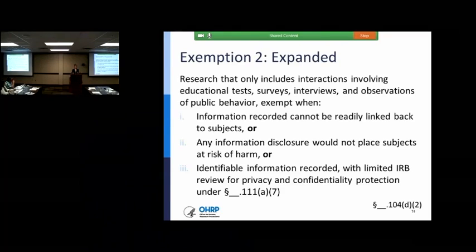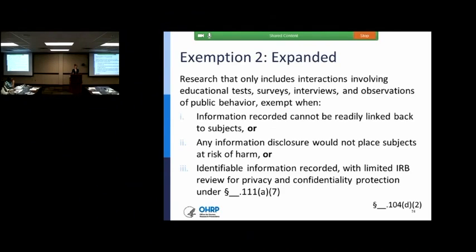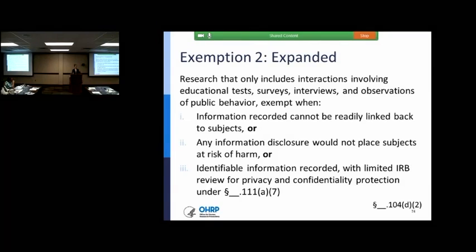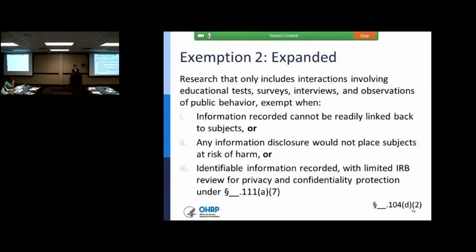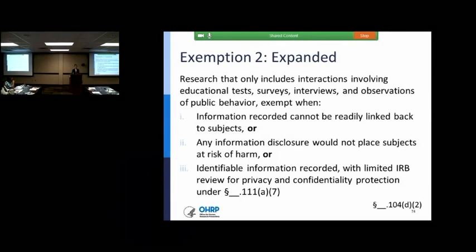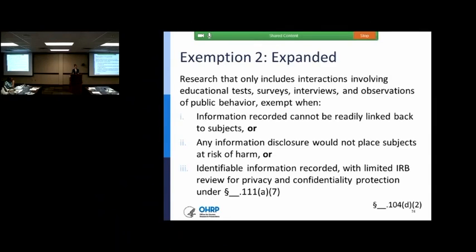But also, if you have identifiable sensitive information, and the investigator goes through what's called limited IRB review, and the IRB determines that there are appropriate privacy safeguards in place to protect the confidentiality of this information, then the research is eligible for this exemption, as long as that limited IRB review is done and the IRB concludes that these appropriate protections are in place.